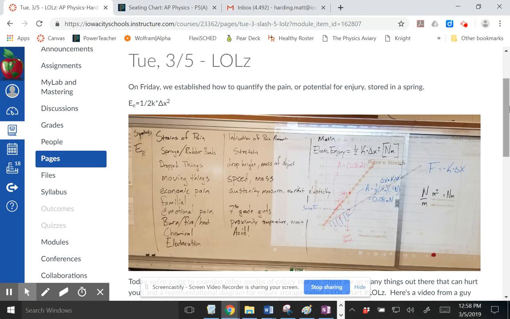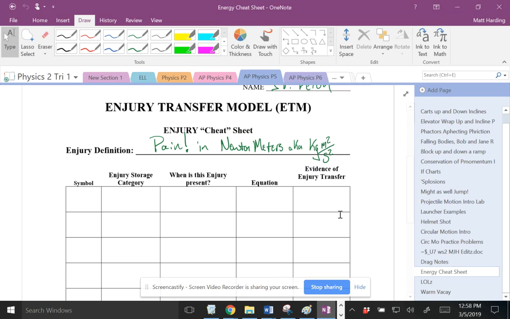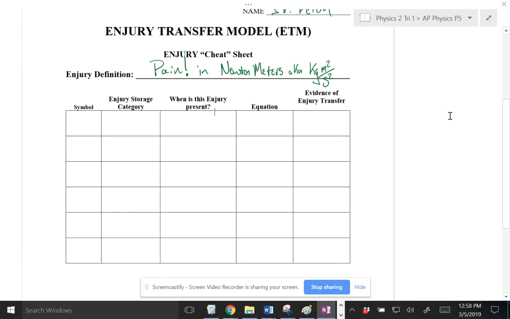Then we had all these other modes of pain storage. And so what I had for you to pick up over there was this thing, injury transfer model cheat sheet, okay? Injury definition, for right now, you just need to think of injury as pain, okay? And pain is measured in Newton meters, aka kilogram meters squared per second squared. So dimensionally, that's what's happening, okay? We've talked about several different modes.